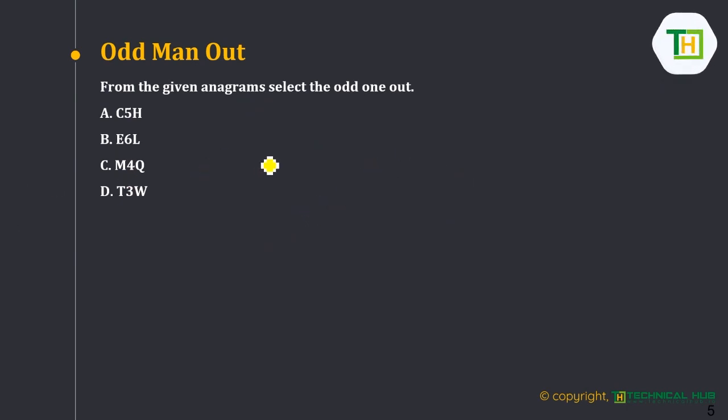So what is the first option? Sometimes using rules means selecting the alphabetical order rule or the vowel rule. Sometimes they are not used, so you can find the answer directly. First of all, check the first option. C5H: C is 3, H is 8, and the difference is the middle number. Go for the second option.